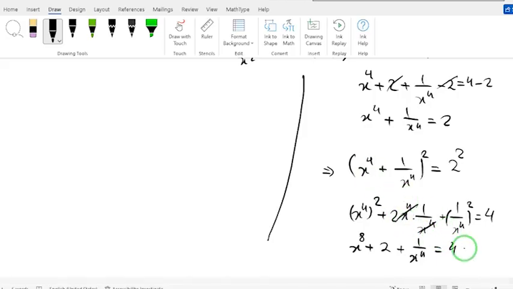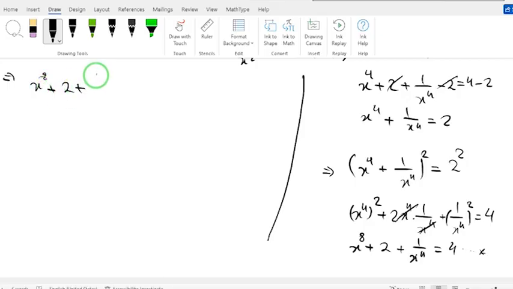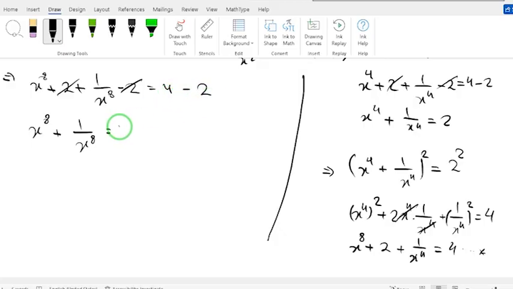Then we take the result that x to the power of 8 plus 2 plus 1 over x to the power of 8 is 4 minus 2. We subtract 2 from both sides of the equation and remain x to the power of 8 plus 1 over x to the power of 8, 4 minus 2, equal to 2.